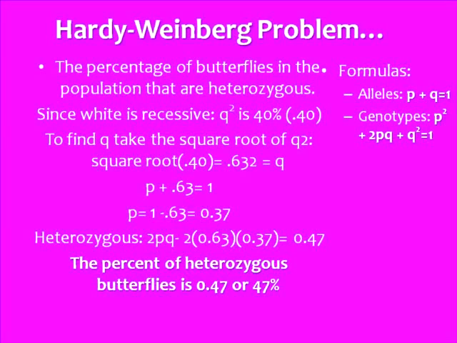We're still not finished yet because we have to find heterozygous. And heterozygous is represented as 2 times P times Q. Knowing that Q is 0.63 and P is 0.37, we can plug these into the formula. So now we have 2 times 0.63 times 0.37, which gives us 0.47. The percentage of the butterflies that are heterozygous is 0.47 or 47%.